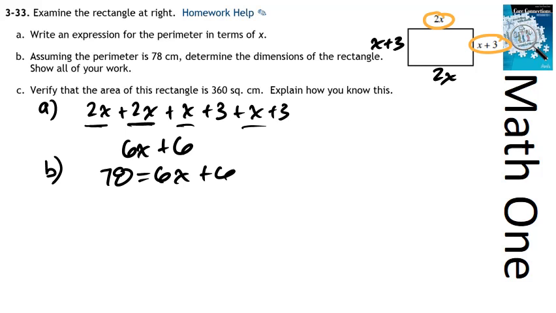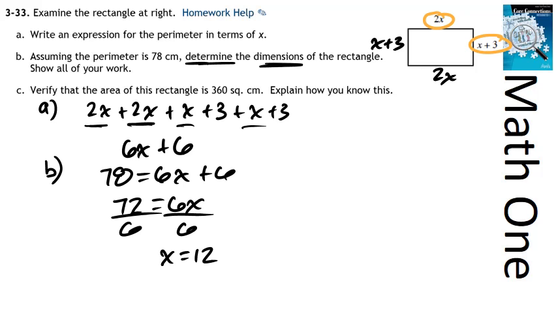I'm going to take away 6 from both sides, and 78 minus 6 is 72, and that equals 6 times x. And I need to divide both sides by the number 6. I'm ashamed to say I consulted my calculator, but 72 divided by 6 is a very nice number. It's 12, so x is 12. Now, that's not the answer to the question. That's what x is. It says determine the dimensions of the rectangle.